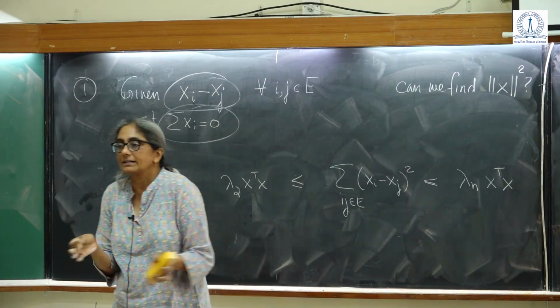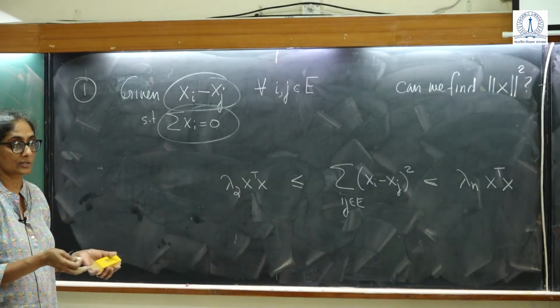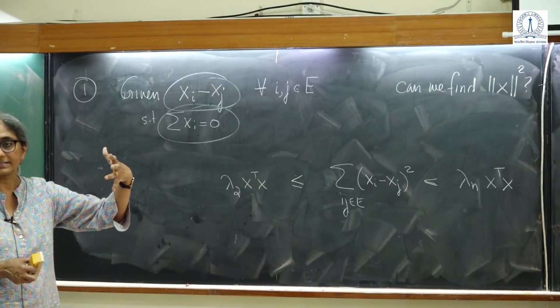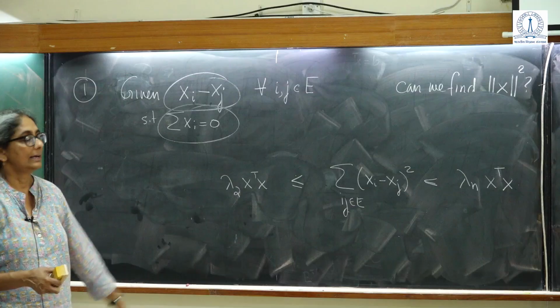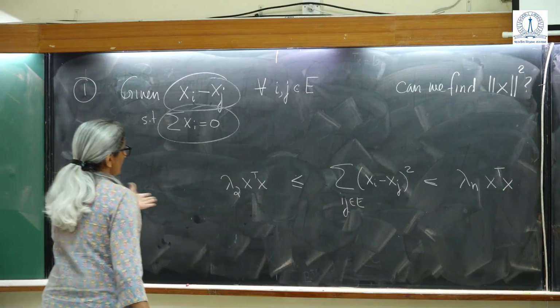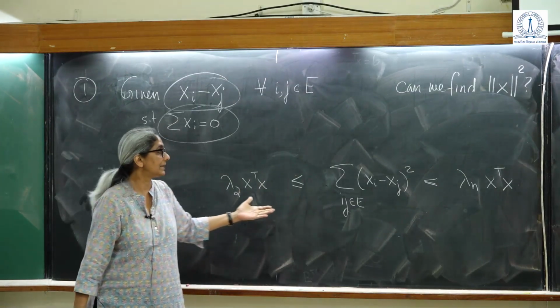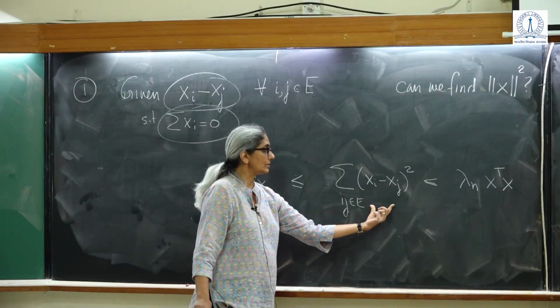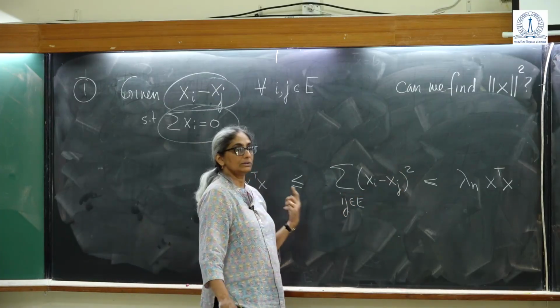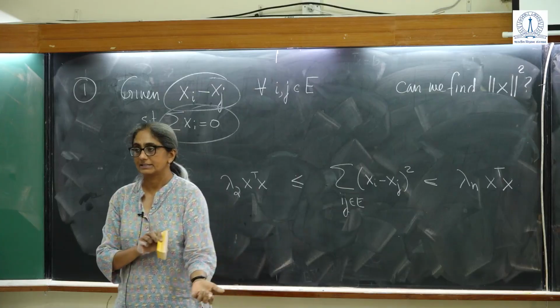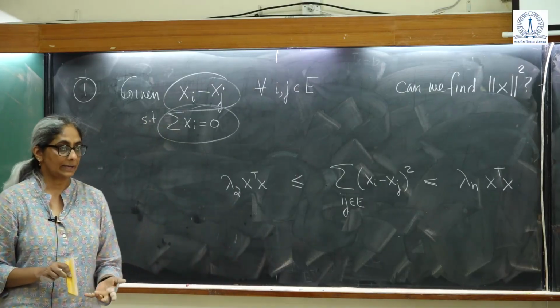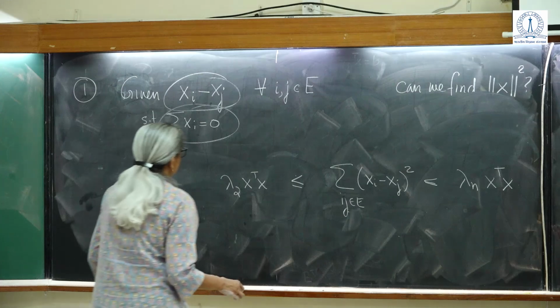So no matter what graph structure these differences corresponded to, right? If I give you only some differences, then there is some graph to go with it. I will get this inequality, right? I can bound this norm square above and below by the top eigenvalue and the second eigenvalue of the graph, okay? This is for the all ones graph.